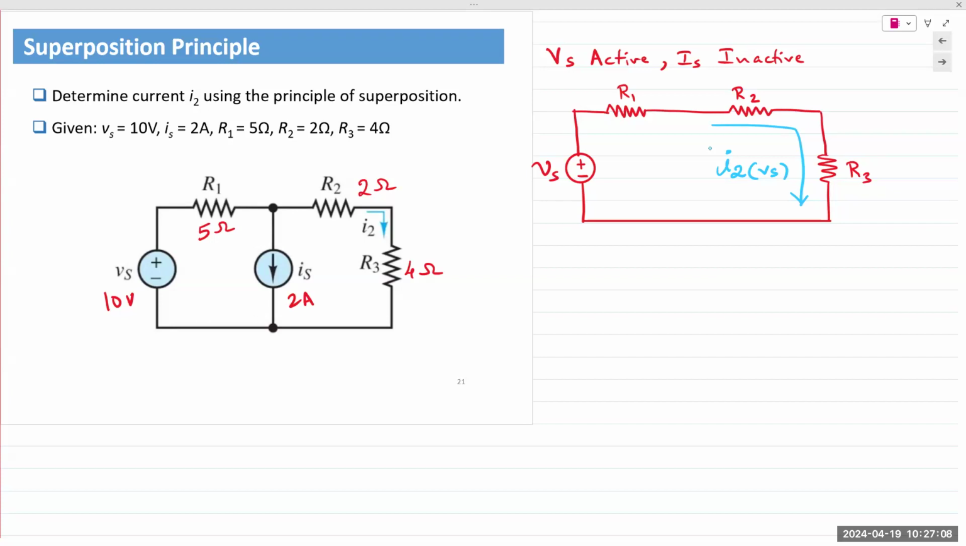But what do we see here? In the original circuit, how many nodes do we have? We have 1, 2, 3, and 4 nodes. We could possibly reduce it to 3 nodes and apply node voltage analysis. We see 2 meshes, and we could apply mesh current analysis, write our equations and then solve those equations.